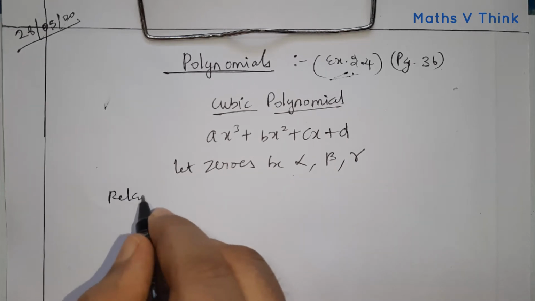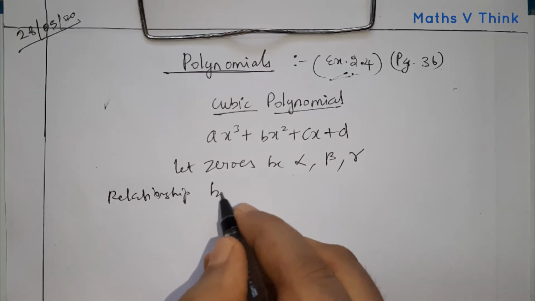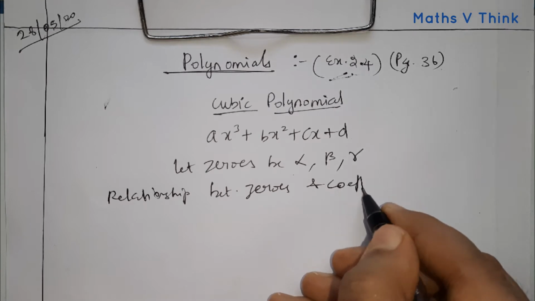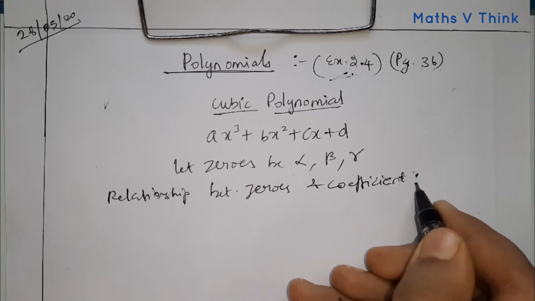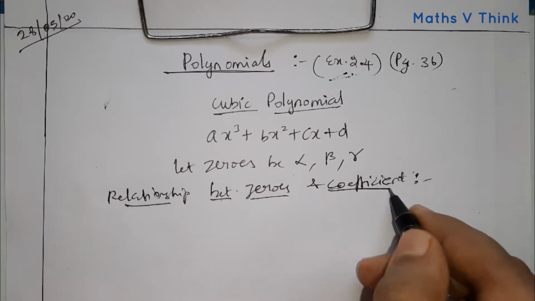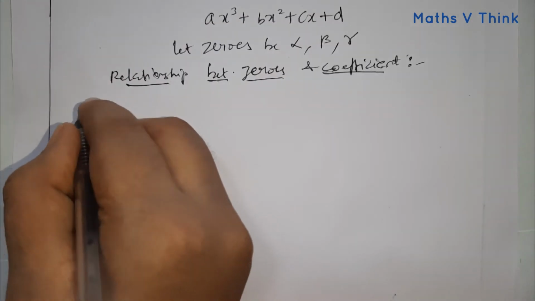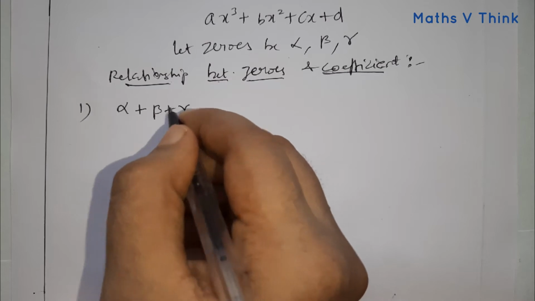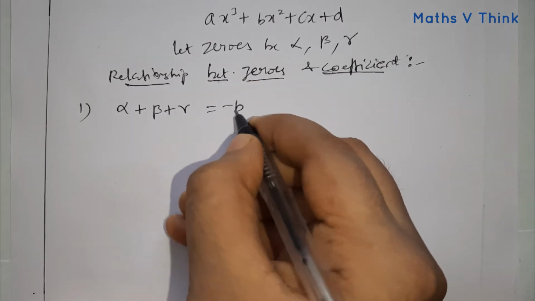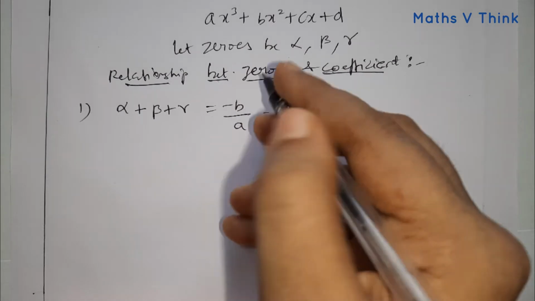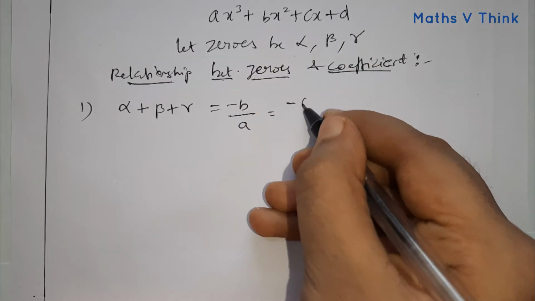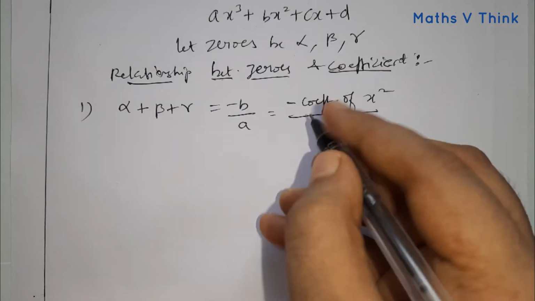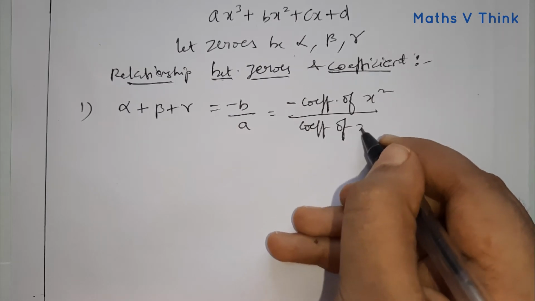Now the relationship between zeros and coefficients. We have three formulas. First formula is sum of zeros, nothing but sum of alpha, beta and gamma. Alpha plus beta plus gamma is nothing but minus b by a. Here minus b is what? It is the coefficient of x square. So minus of coefficient of x square by a is what? Coefficient of x cube.